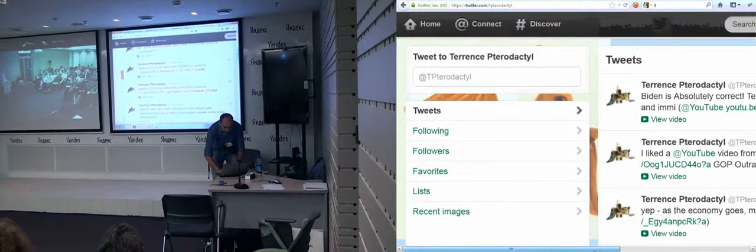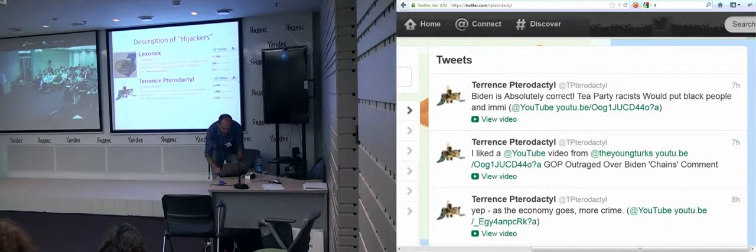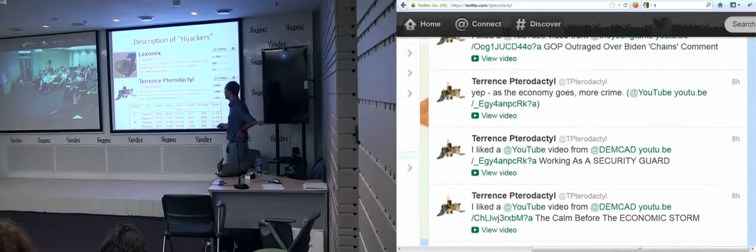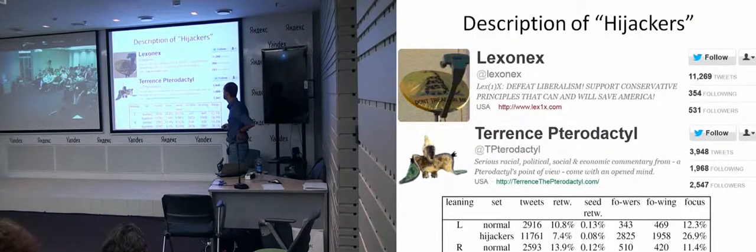Again, you can tell he's very, very active, right? So like this is just in the last couple of hours or so. So generally, these hijackers, as we call them, yes, they are more active than normal users. In our time period, they have between 4 and 5 times more tweets that they create, and also the number of followers and the people they are following is substantially higher than regular users, right?